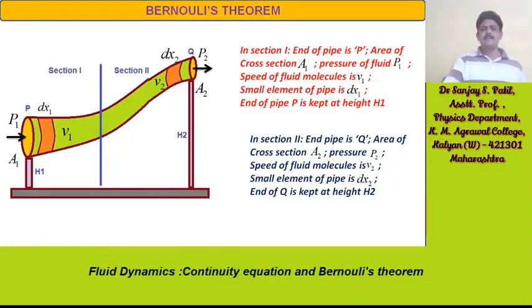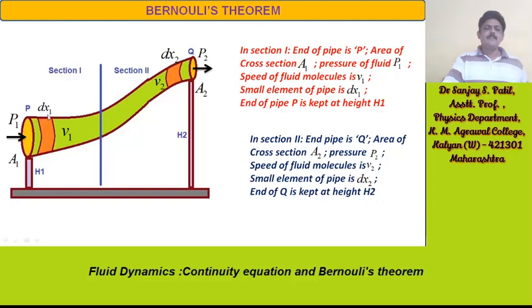Similarly, as we have seen in the case of the continuity equation, where the pipe was divided into two sections, here we are also dividing the pipe into section 1 and section 2. But the difference is that the pipe is kept at different heights. End P is kept at height h1 and end Q is kept at height h2. The cross-sectional area is A1.